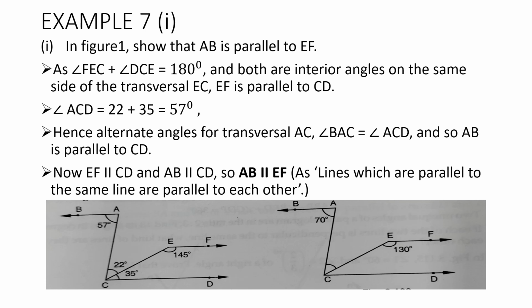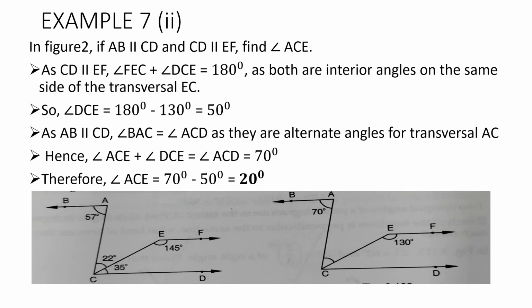So here we have used the converse of the theorems which we have seen previously, that if alternate angles are equal, then the lines are parallel. Similarly, if interior angles on the same side of the transversal are supplementary, then the lines are parallel. So first we have shown EF is parallel to CD, then we have shown AB is parallel to CD. So by the result, lines which are parallel to the same line are parallel to each other, we can say that AB and EF are also parallel to each other.